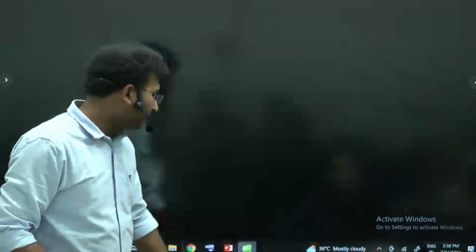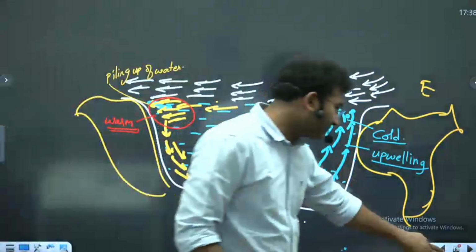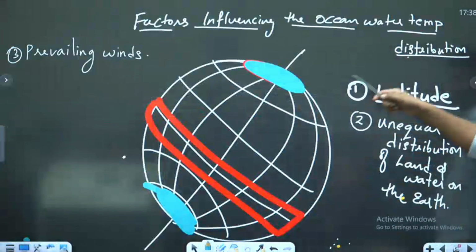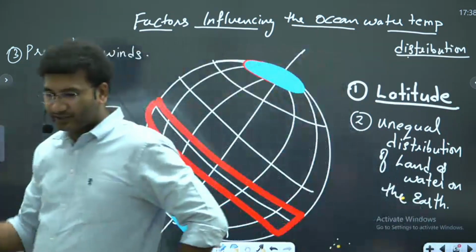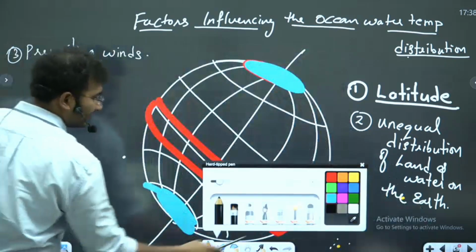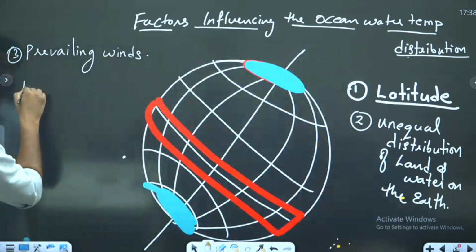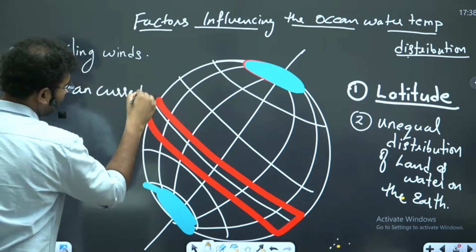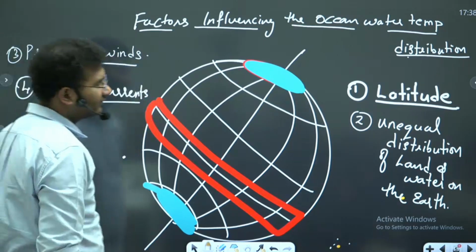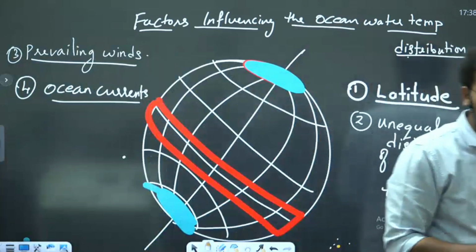In totality, the primary topic that we are discussing here is the factors that are influencing the distribution of ocean water temperature. What kind of temperatures do you have at what places? First one is latitude. Second is the unequal distribution of land and water, third is the prevailing winds, and the fourth one is ocean currents. Okay?